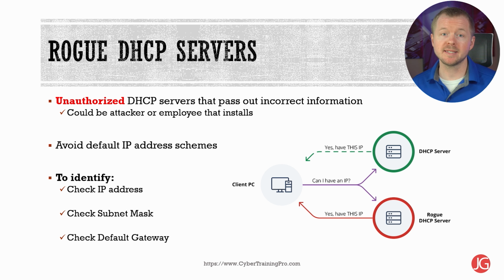A good way to make it easy to identify these types of servers is to not use default IP address schemes. For example, 192.168.1.0 is the default IP network for a lot of these devices. If you have some people who can access resources and some that can't, you can easily check the IP address, subnet mask, and default gateway to see if they match what it's supposed to be. That's why documenting information like IP address ranges is extremely important.